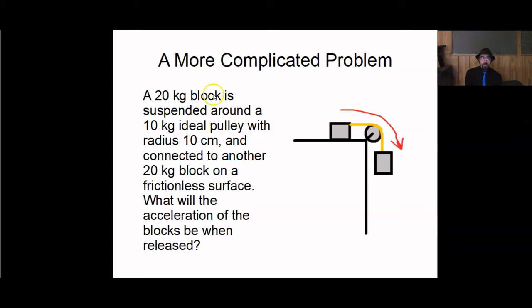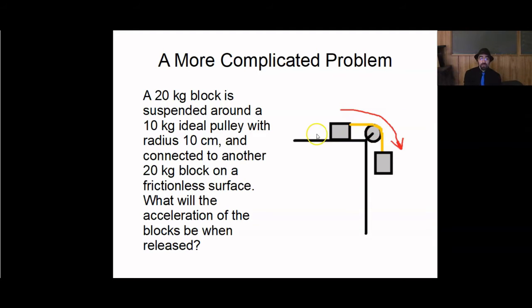You have a 20 kilogram block suspended around a 10 kilogram ideal pulley. By ideal pulley, when we give the mass of the pulley, that means you don't assume it's a massless pulley, but assume that the mass is uniformly distributed about its center. Assume there's no friction with the pulley around its axis. And assume that the rope traveling along the pulley moves without slipping.